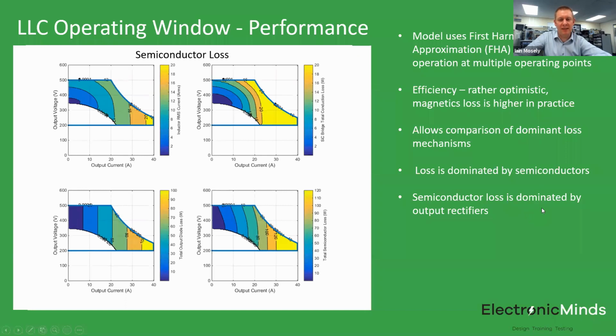If we then break the semiconductor loss down even further, we can start to see that it's dominated by the output rectifiers. So we've got about 20 watts in the silicon carbide FETs, but you've got about 100 watts in the output rectifiers. So that's where the majority of the power loss is going. So this sort of analysis gives us a great way to understand how to improve our system performance.